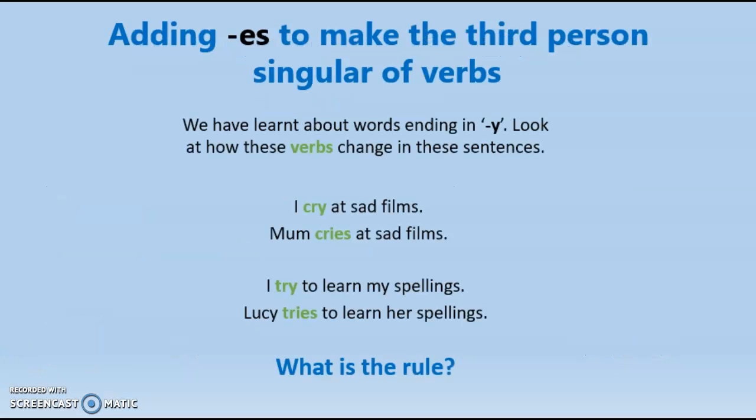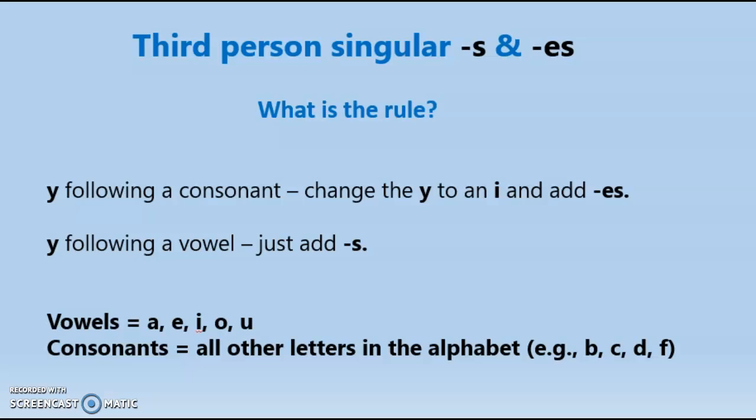Okay? So, can you see what happened here in these sentences? Cry becomes cries, and we've changed the y to an i and added es, okay? R is a consonant and then you've got a y, okay? Try, we've changed the y to an i and added es. R again is a consonant. Okay, so that rule is exactly the same as it is for when we're changing nouns.